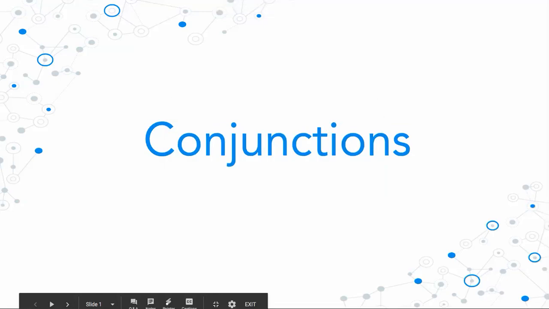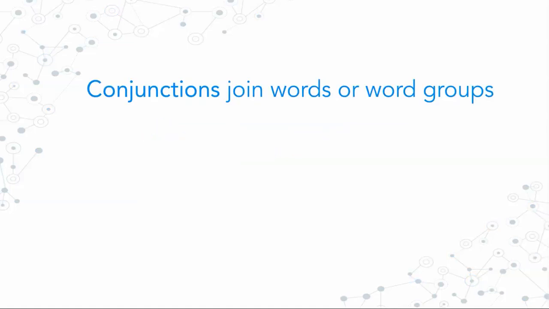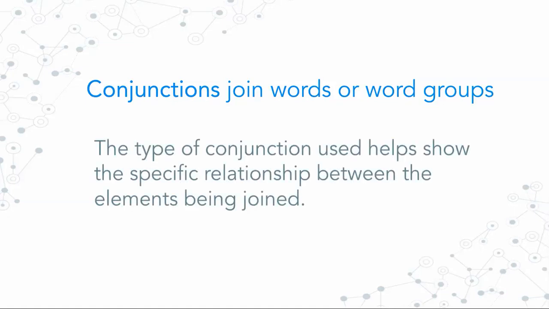In this video, you will learn to identify the three basic types of conjunctions. Conjunctions join words or word groups. They're kind of like the essential glue of a sentence that holds different parts together. The type of conjunction that you use helps show the specific relationship between the elements that are being joined.